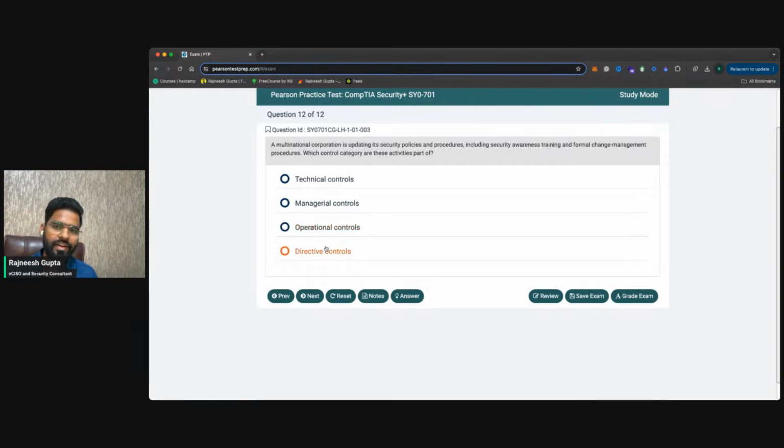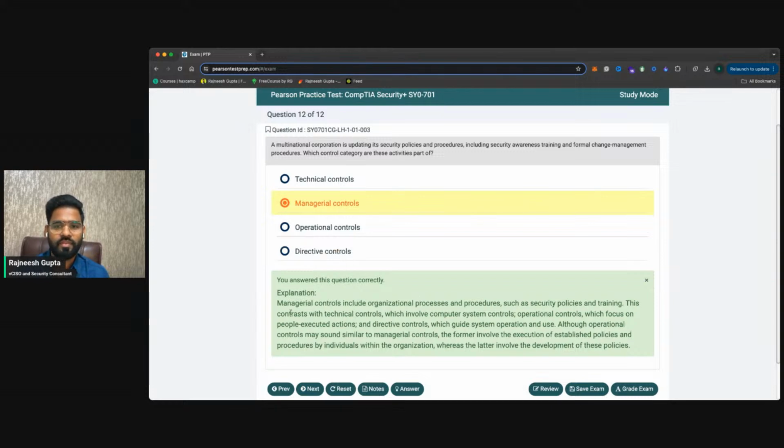Directive control, managerial control, or operational control, which one could be right? Tell me. In fact, we have covered a very similar question in the past, probably the second question. Most of you have opted for managerial, so I'll go for it, but I'm pretty sure, I mean, I won't say anything, but let's select the answer and we'll see. Okay, you see this?